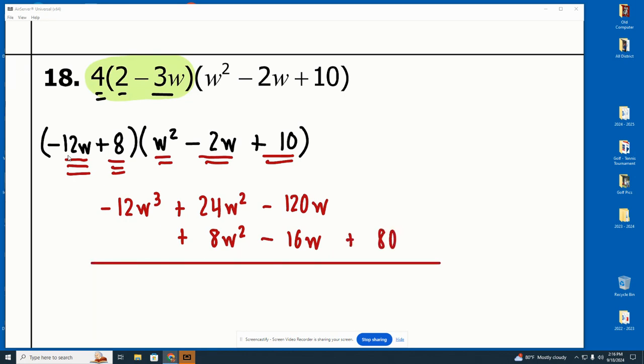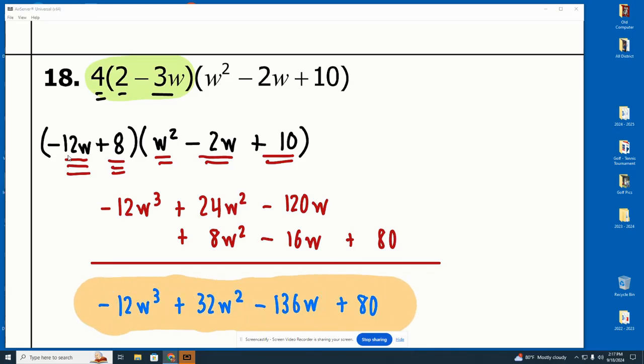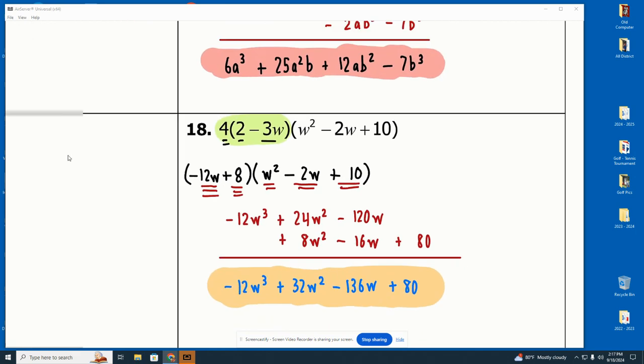So my final answer, when I combine my like terms, is negative 12w cubed. 24 plus 8 is 32w squared. Negative 120w minus 16w is negative 136w, and then plus 80. So my answer, as you can see, is negative 12w cubed plus 32w squared minus 136w plus 80. And that's how you do this, y'all.